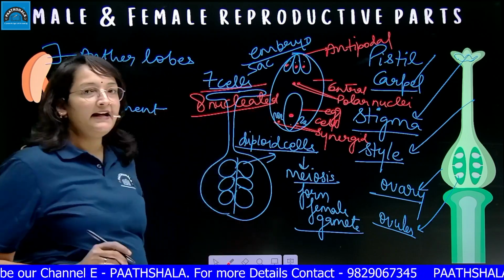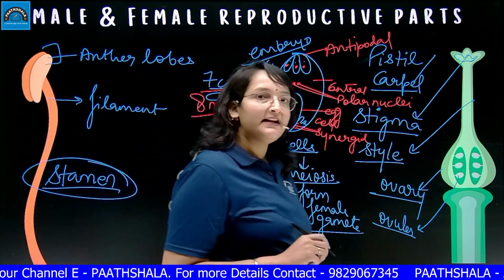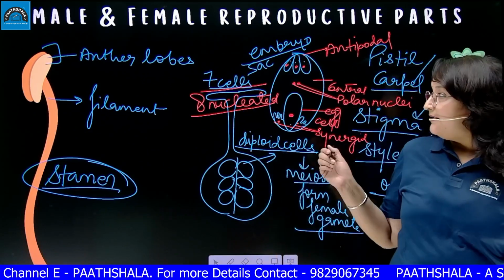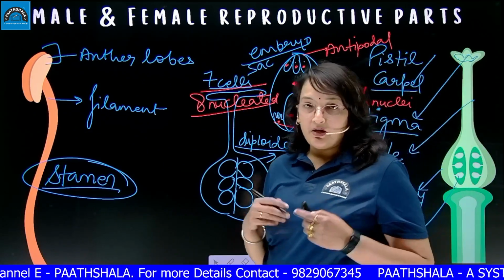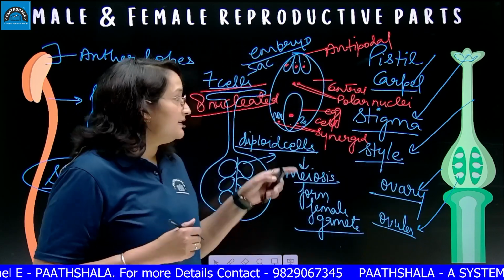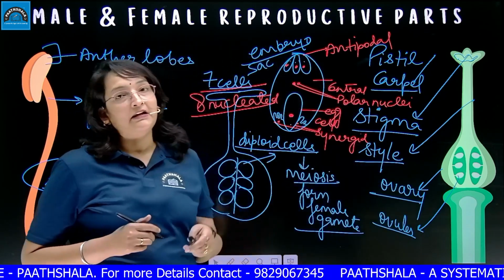Each embryo sac is a 7-celled, 8 nucleated structure. Why am I telling you? Because when we talk about fertilization, this structure, this arrangement, will help us a lot.